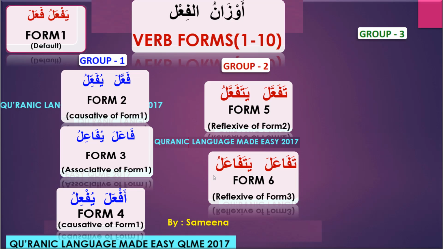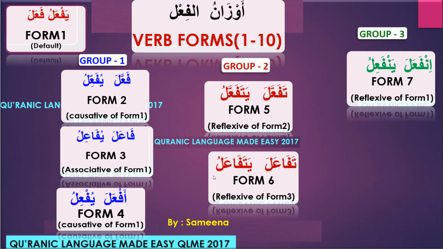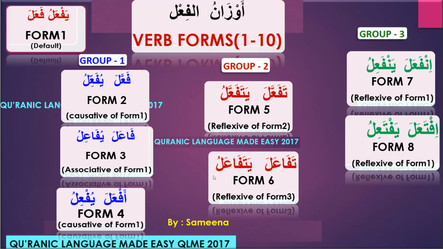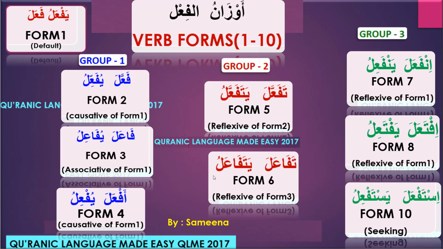Now let's move to group 3. We have form 7, reflexive of form 1, infa'ala yanfa'ilu. Form 8, reflexive of form 1, ifta'ala yafta'ilu. And form 10, istaf'ala yastaf'ilu, which is for seeking. Here all the madis start with an e sound: infa'ala, ifta'ala, istaf'ala. And the mudari starts with a ya with a fatha, has an e sound on the second last letter, and ends with an u sound. Yanfa'ilu, yafta'ilu, yastaf'ilu.